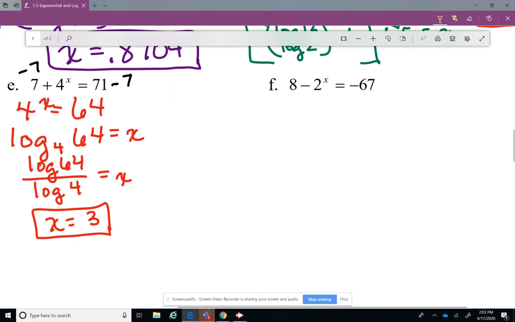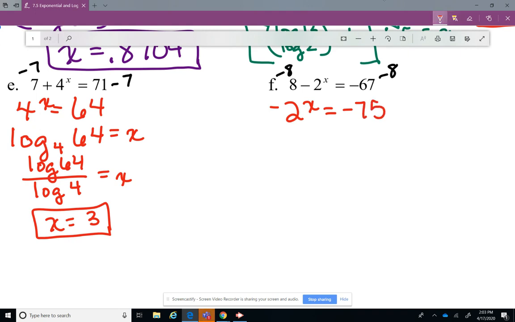All right, last one. All right, now you see we're going to have to do that first step where it says isolate the exponential expression, and we're going to have 2 steps this time. All right, the first thing we're going to do is we're going to subtract 8 from both sides. So let's do that first. So I have negative 2 to the x equals negative 75.